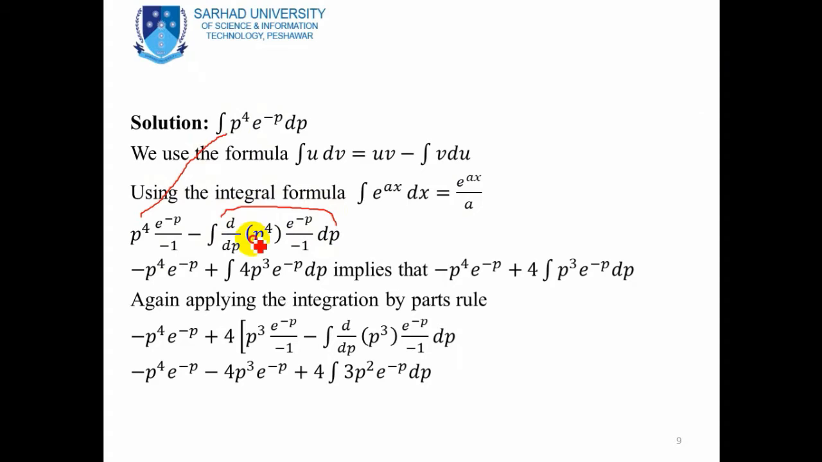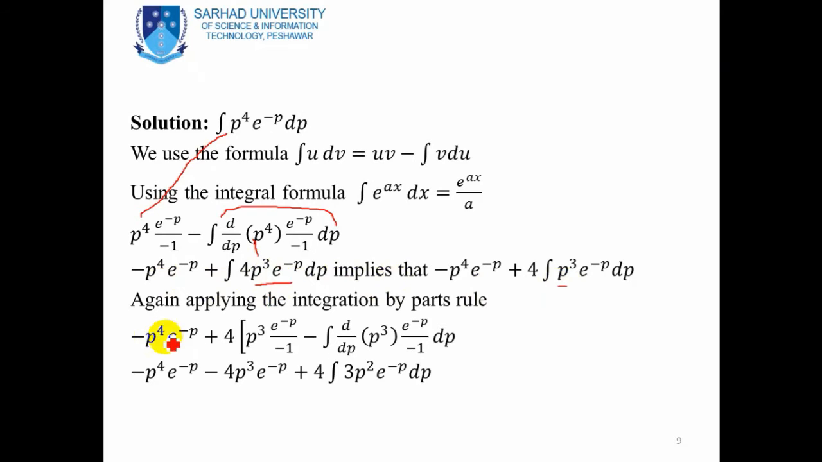Now the derivative of p power 4 is equal to 4 p power 3 by using the power rule, and e power minus p is as it is, and minus minus is plus. Now you see over here, when we consider p power 4 as the first function, the power of p power 4 is reduced to p power 3. Now again, there is a product of p power 3 and e power minus p. Due to this product, we again use the by parts formula. So in this result again we consider p power 3 as the first function.